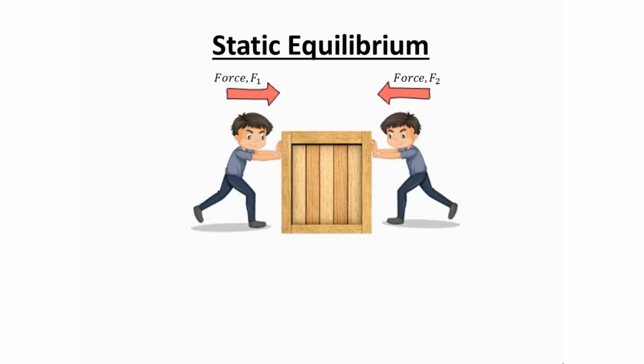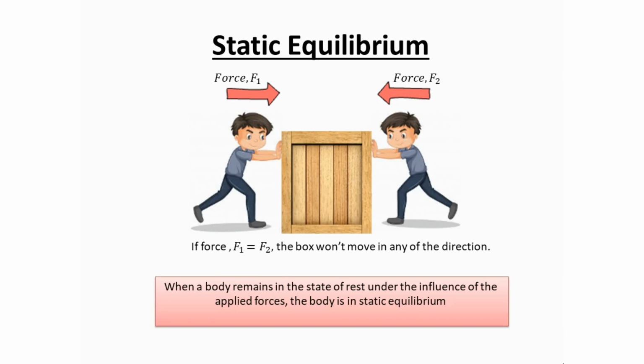Equilibrium of bodies. Equilibrium means we can say it's a state of balance. Equilibrium is of two types. Static equilibrium. Consider this wooden box and two boys trying to push the box from opposite sides. Now if the forces applied by both of the boys are equal, that is F1 is equal to F2, the box won't move in any direction. Thus, when a body remains in the state of rest even under the influence of applied forces, the body is said to be in static equilibrium.